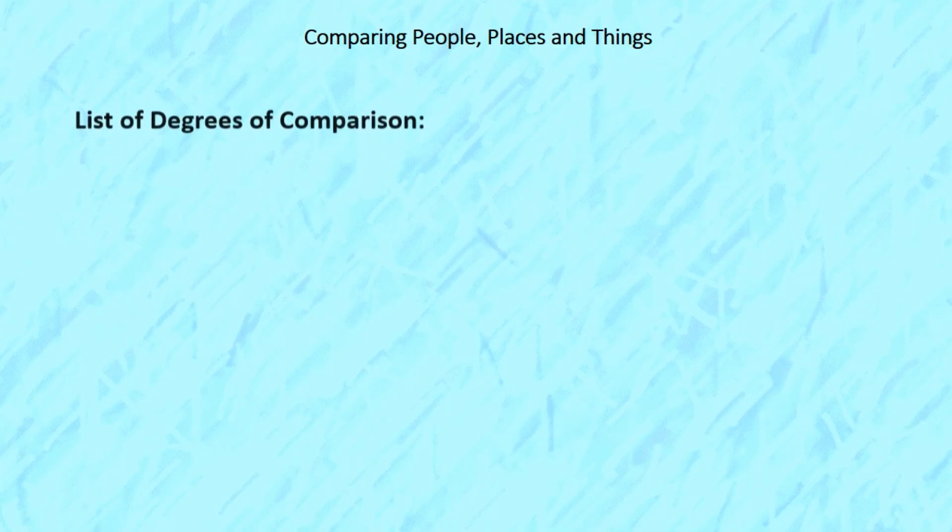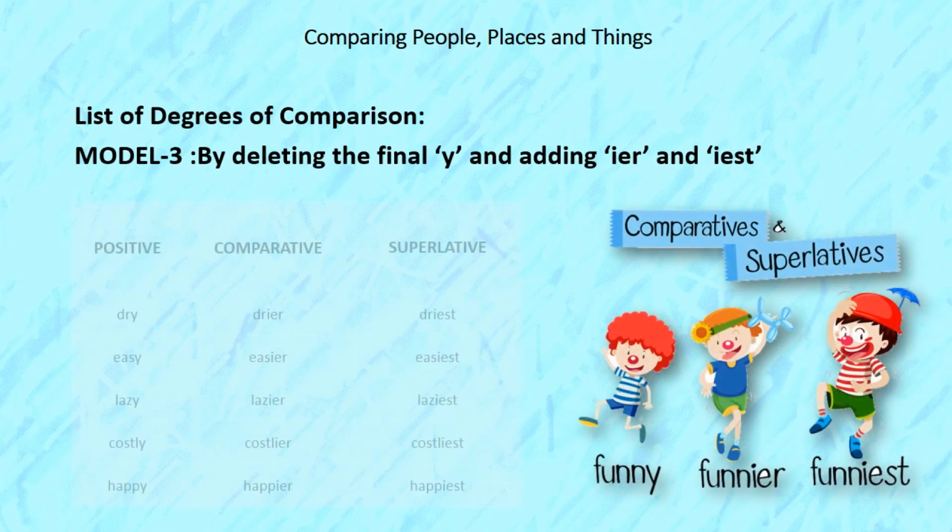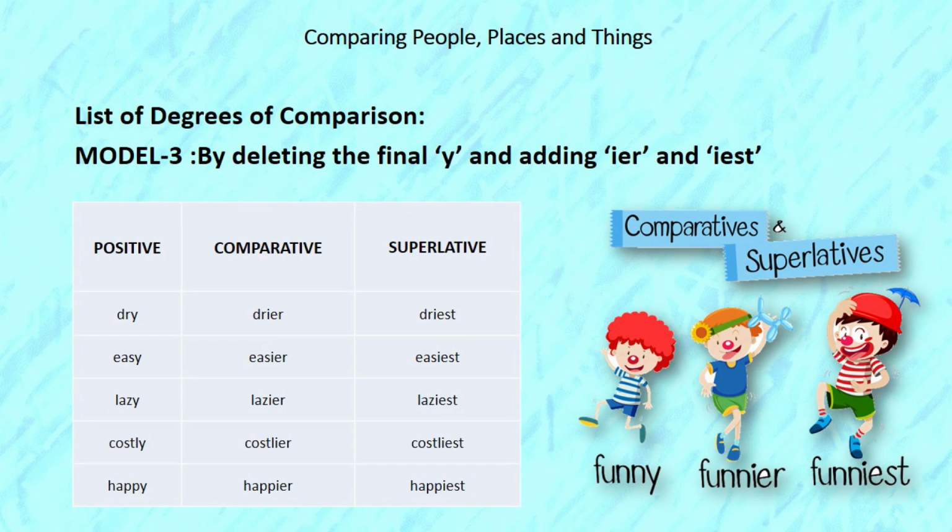In the third model, the words in the positive degree end with a Y, and when they change into the comparative form, the Y is deleted and we use an IER instead of the Y. And when it is changed into a superlative form, we take away the Y and we use IEST at the end. For example, dry, drier, driest, easy, easier, easiest, lazy, lazier, laziest, costly, costlier, costliest, happy, happier, happiest.